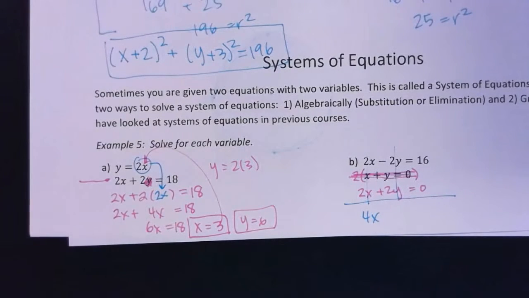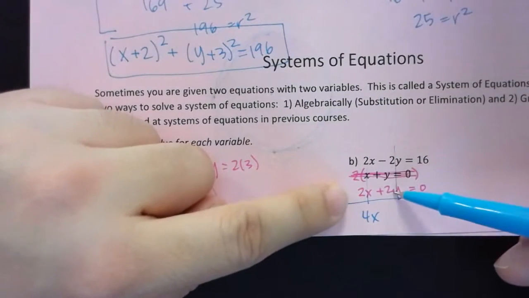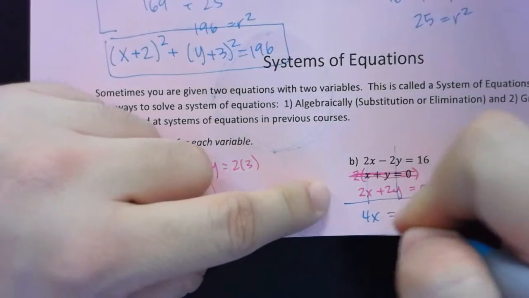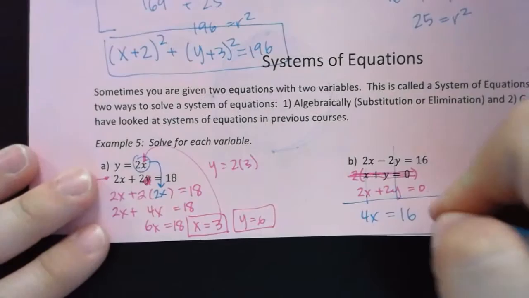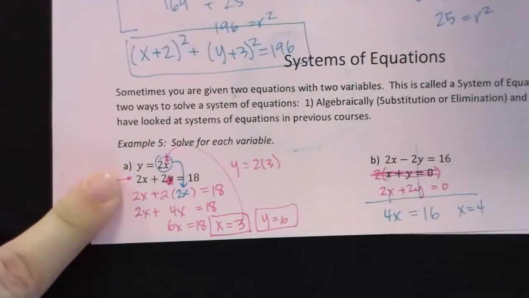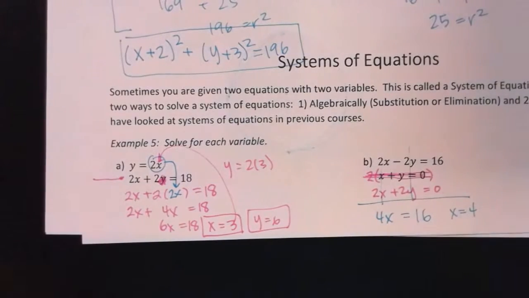Nope. 0, because you have a negative 2 and a positive 2. So I multiplied this by 2 so that my y's would cancel. Equals 16, because 16 plus 0 is 16. So now, very quickly, what does x equal? 4. X equals 4. Which one was faster, substituting or eliminating? I think the elimination was a little bit faster. I like it better.